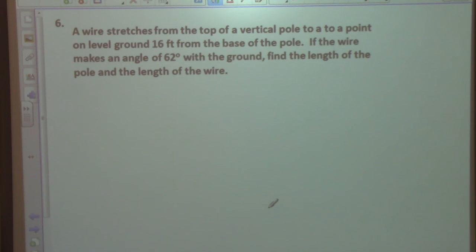Kenzie, is that shirt for your CNA? Yeah. Very good.